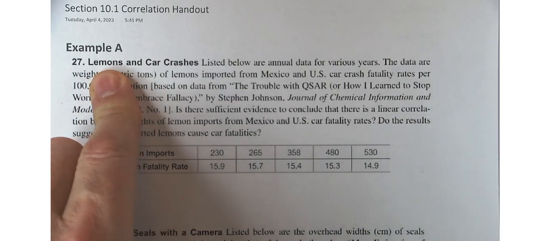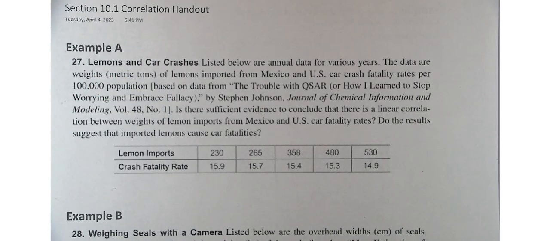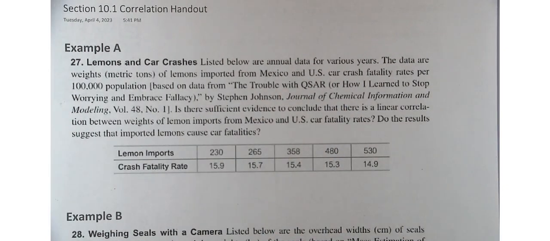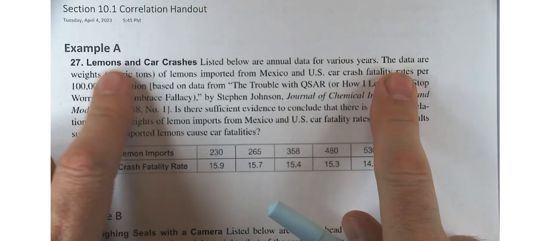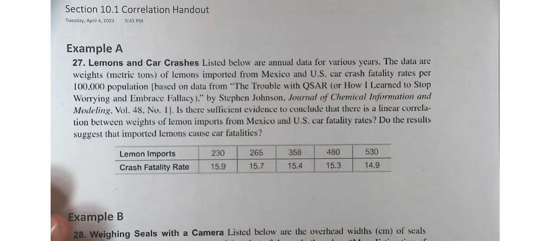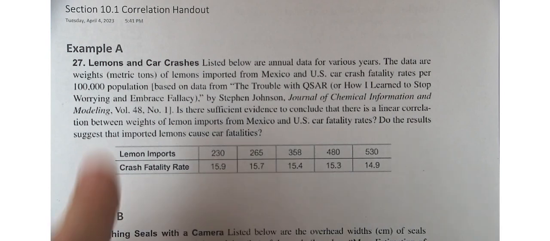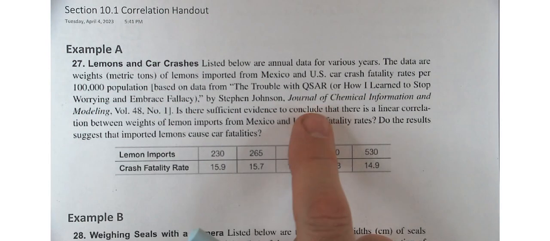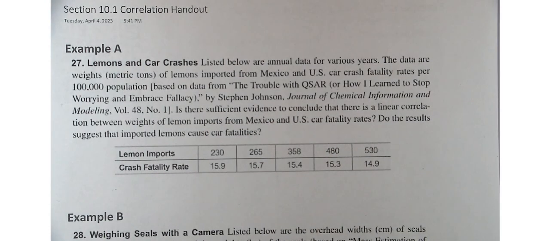But they're actually talking about actual lemons, the type that you squeeze and get lemonade. So listed below are annual data for various years. The data are weights in metric tons of lemons imported from Mexico and U.S. car crash fatality rates per 100,000, based on some data from this journal. Is there significant evidence to conclude that there is a linear correlation between the weights of lemon imports from Mexico and U.S. car fatality rates?